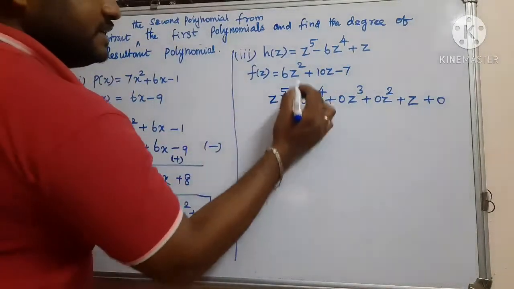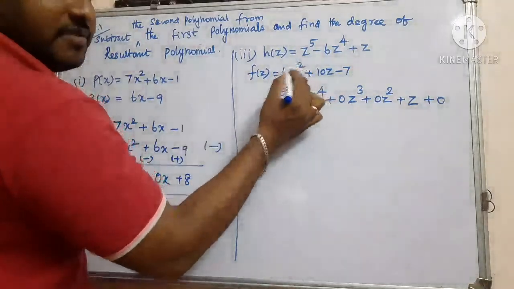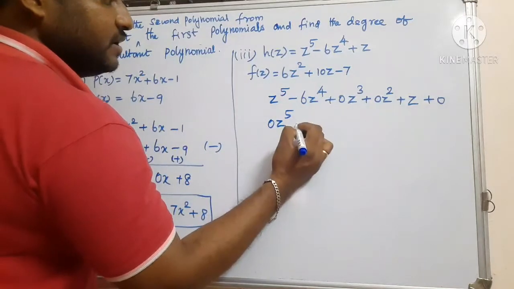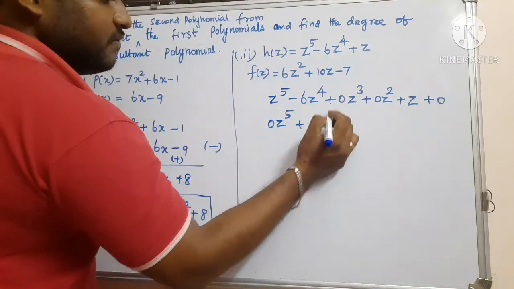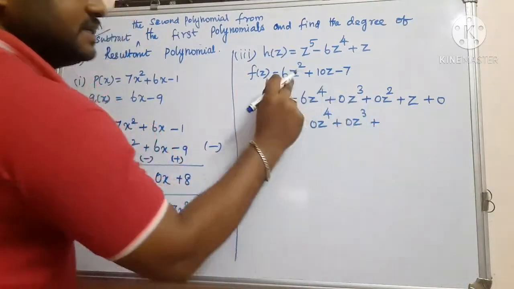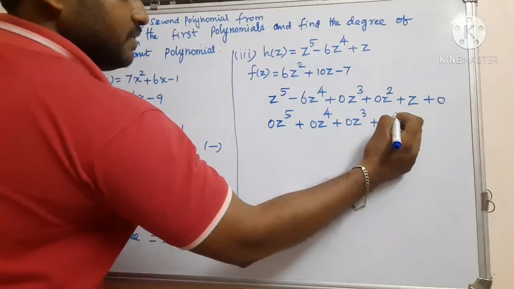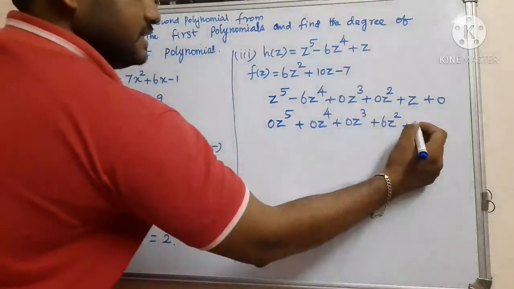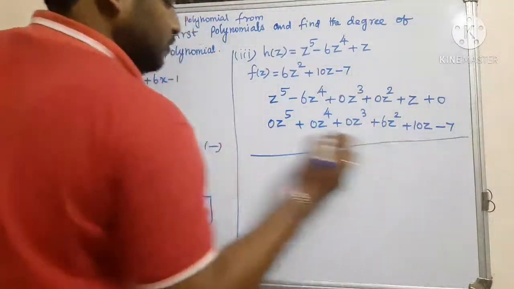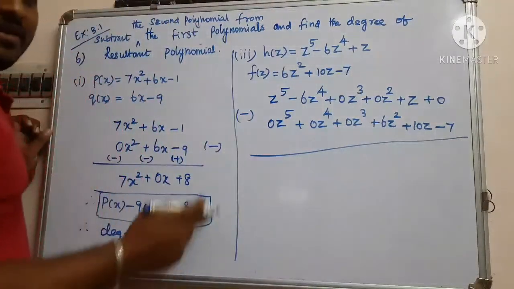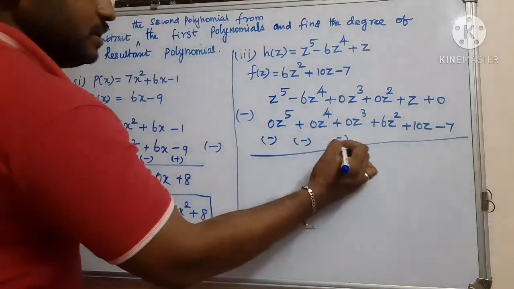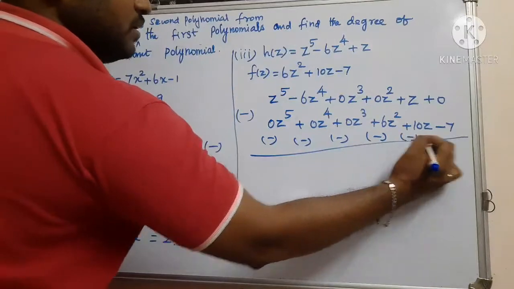And then f of z, here we directly start from z square. So z power 5 is taken as 0 z power 5 plus 0 z power 4 plus 0 z power 3 plus 6 z power 2 plus 10 z minus 7. Now you have to subtract. So if it is subtraction, you have to change the symbol. So plus symbol should be changed into the minus symbol. Minus symbol should be changed into the plus symbol.